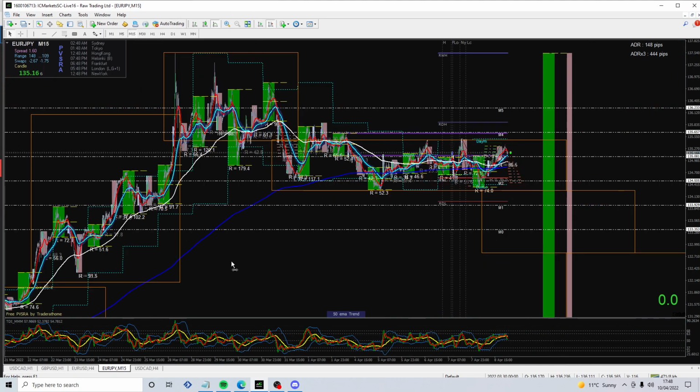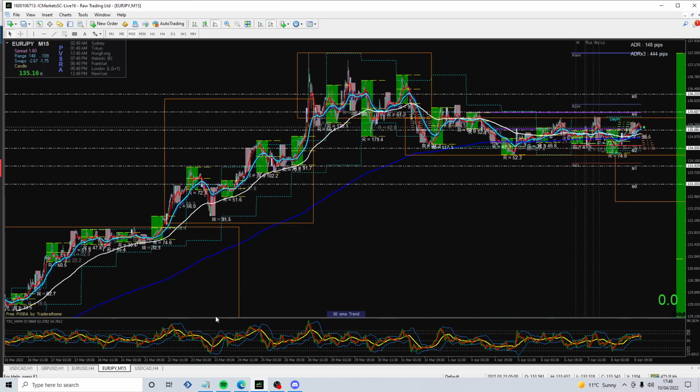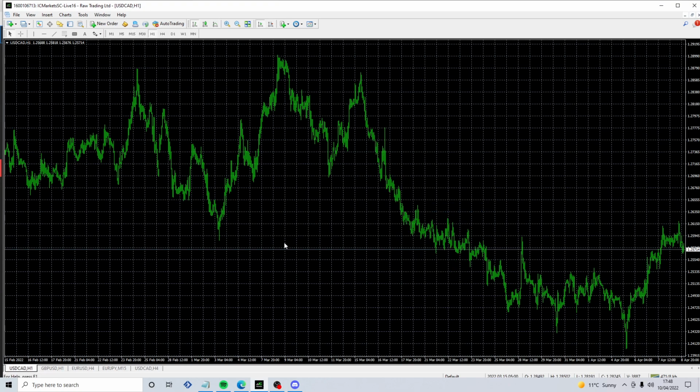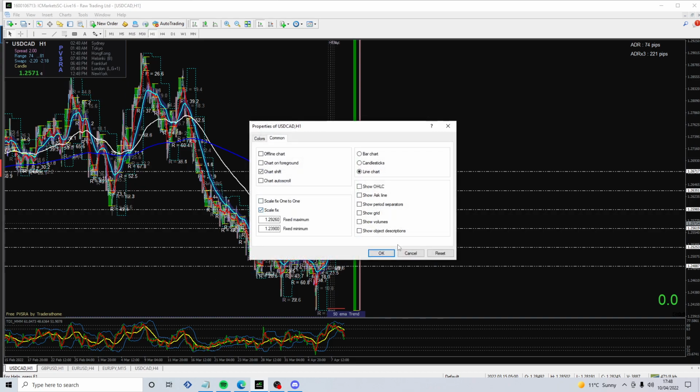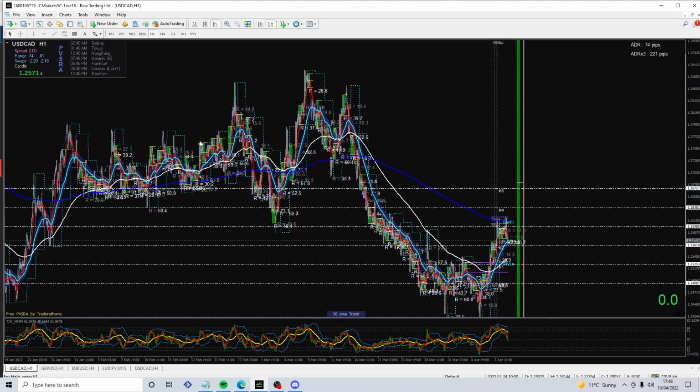Now, how you measure the levels is ADR. I was saying this pair on the 15-minute time frame hasn't really had a cycle whatsoever. So we're going to go to US card. Right, scale fix that. So this is how you measure a cycle. This pair moves 74 pips in a day, so you can have a guess about what might happen. It moves 74 pips in a day, and each level is the ADR.